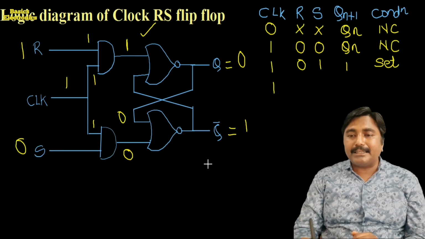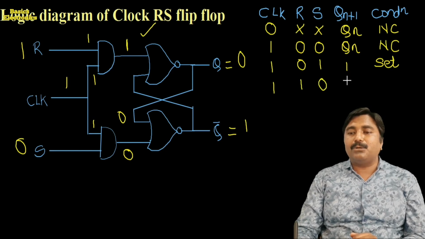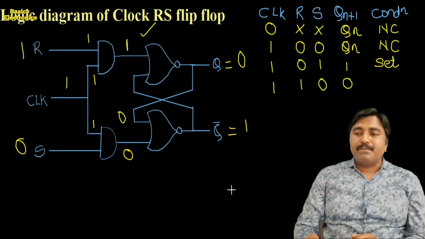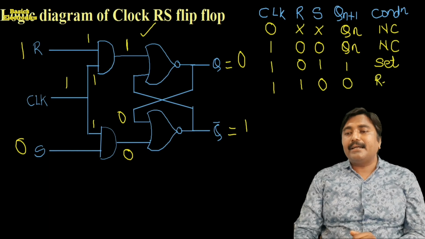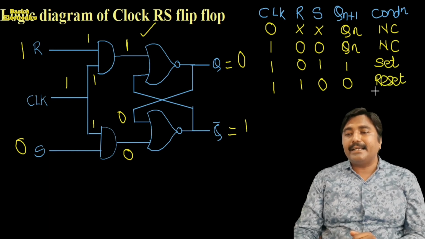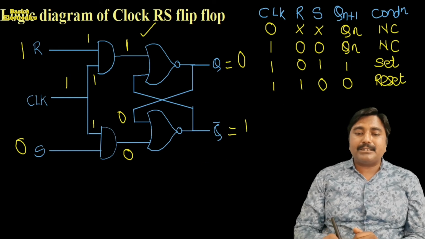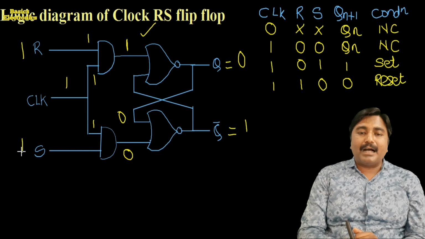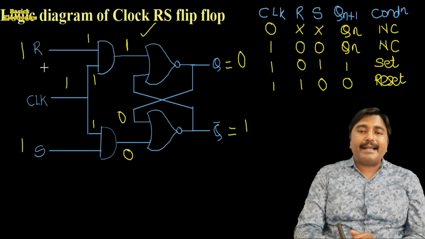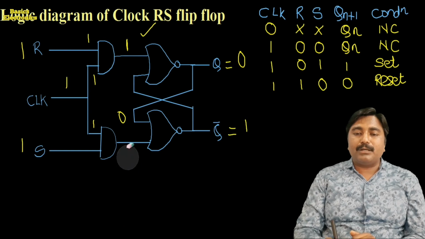When the clock pulse is equal to 1, R is equal to 1, S is equal to 0, we get Qn+1 equal to 0, and this is the reset condition. Okay, now again we consider the clock pulse is equal to 1, but the R and S inputs are 1 1. R is 1, S is 1, and the clock pulse is also equal to 1.